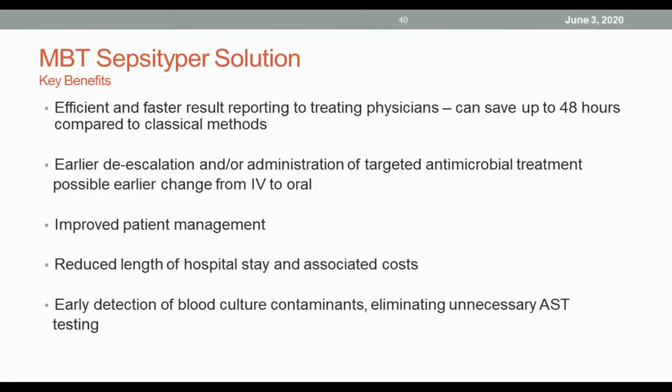We found the Sepsityper provides rapid results that allow the physician to adjust therapy up to 48 hours earlier than traditional methods. Earlier de-escalation or administration of targeted antibiotics can be accomplished when the identification is reported earlier and can also result in a change from IV antibiotics to oral drugs. These factors result in improved patient care, reduced length of stay in the hospital, and the associated costs with that.